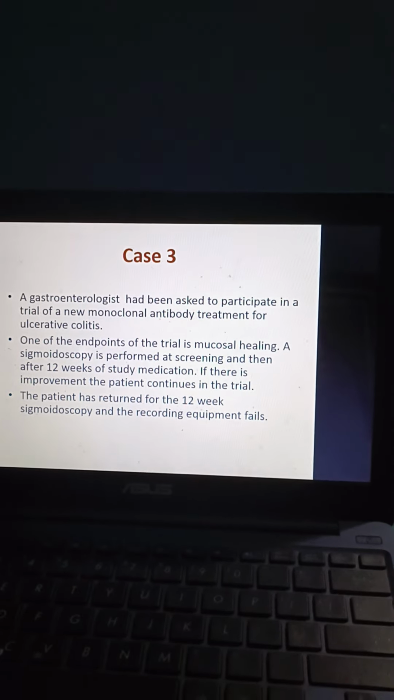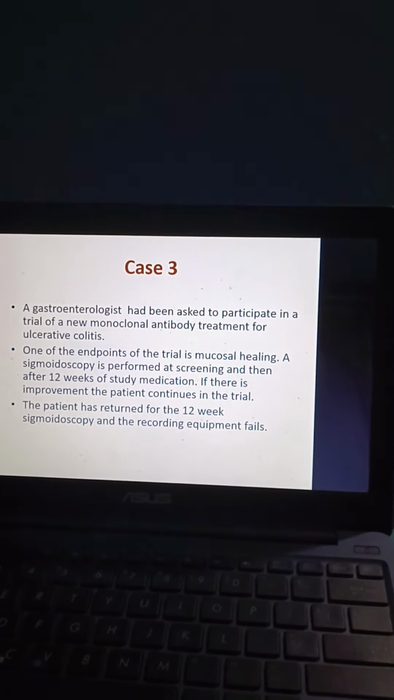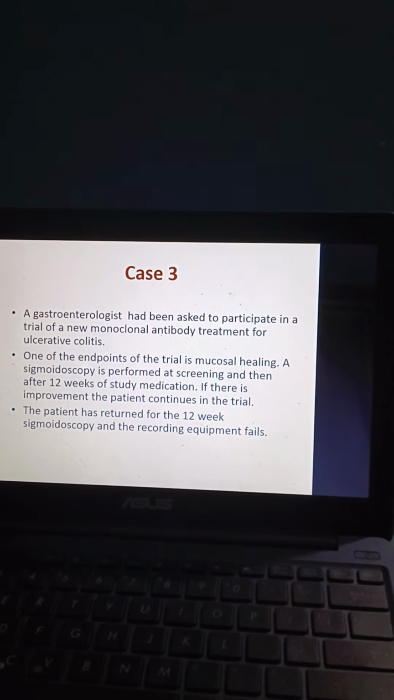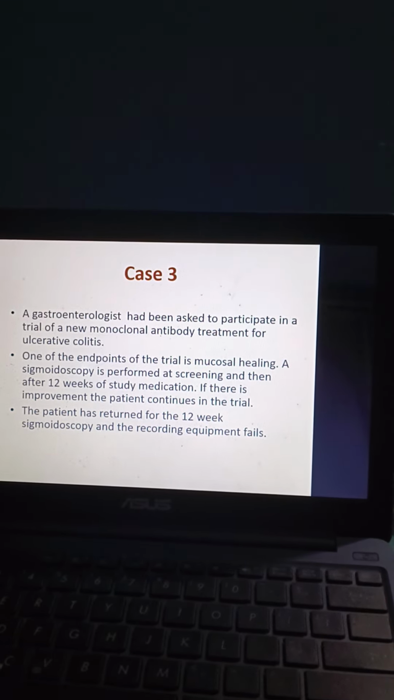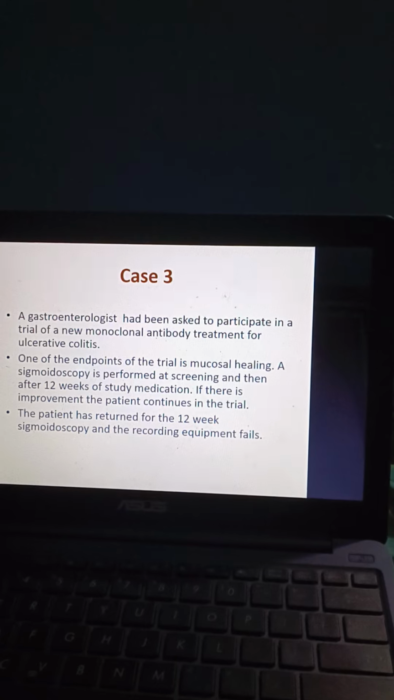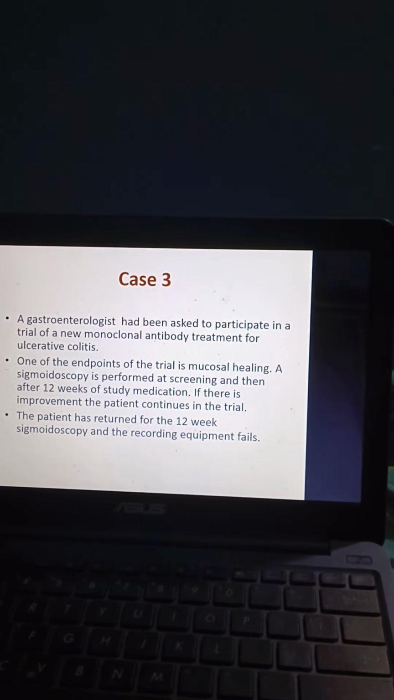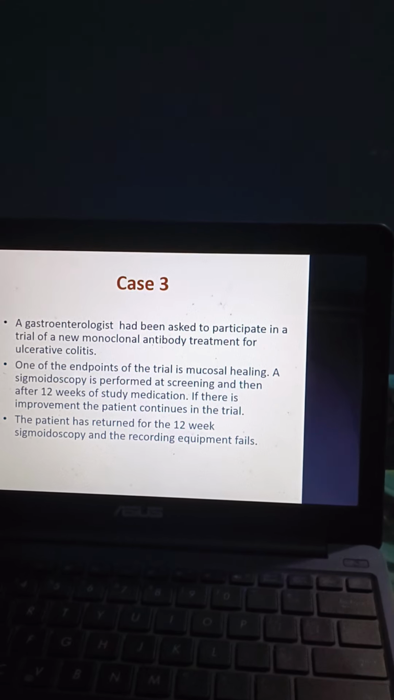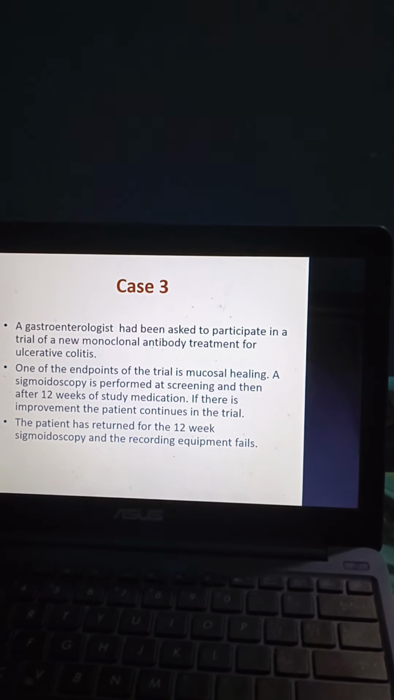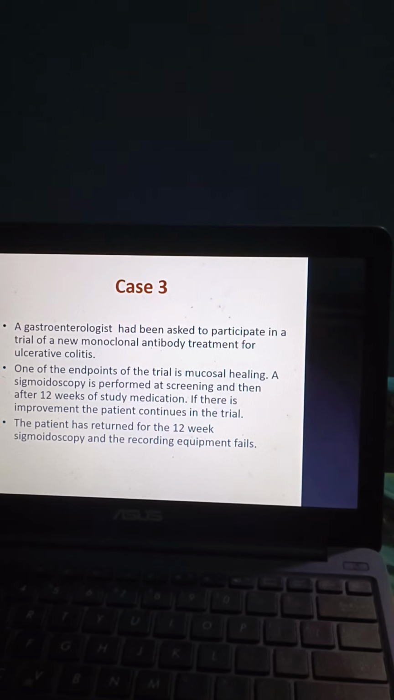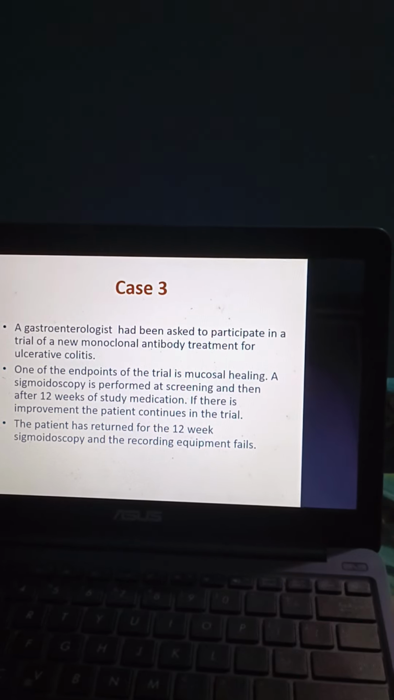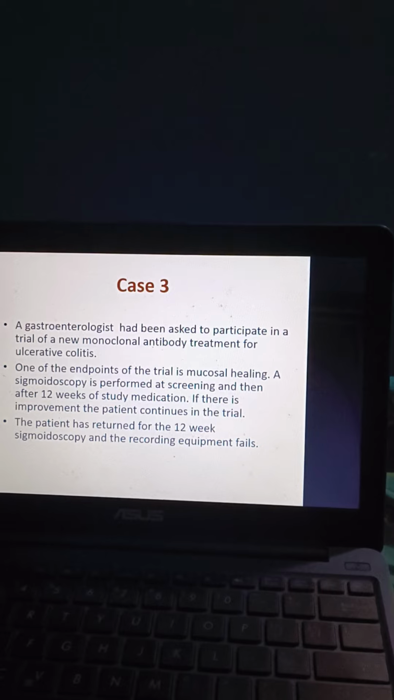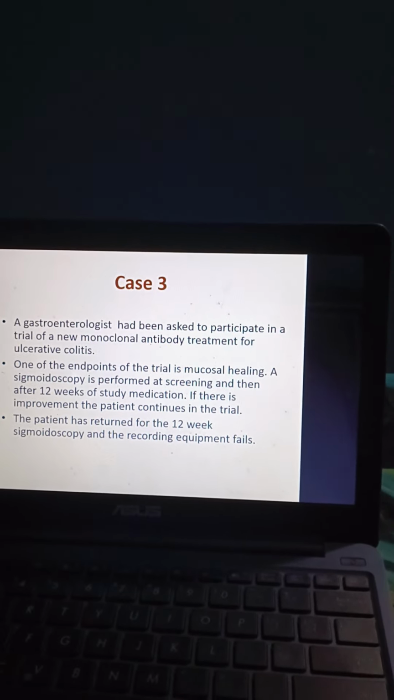Then case 3. A gastroenterologist had been asked to participate in a trial of a new monoclonal antibody treatment for ulcerative colitis. One of the endpoints of the trial is mucosal healing. A sigmoidoscopy is performed at screening, and then after 12 weeks of study medication, if there is improvement, the patient continues in the trial. The patient has returned for the 12-week sigmoidoscopy and the recording equipment fails.